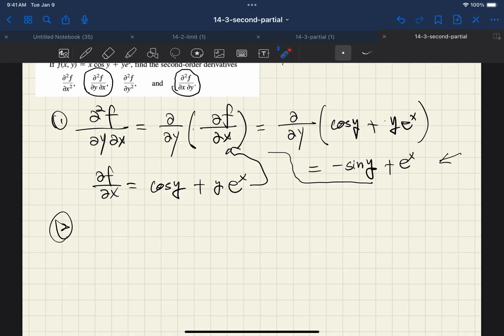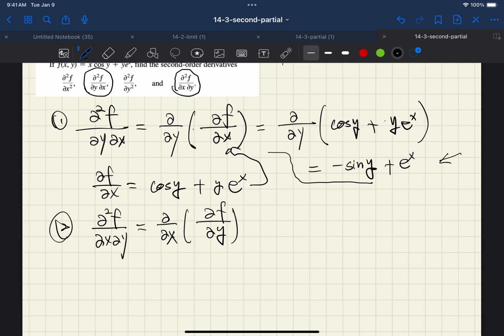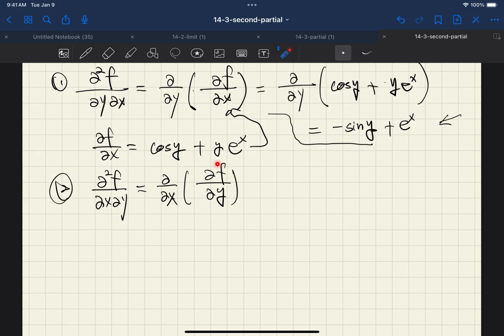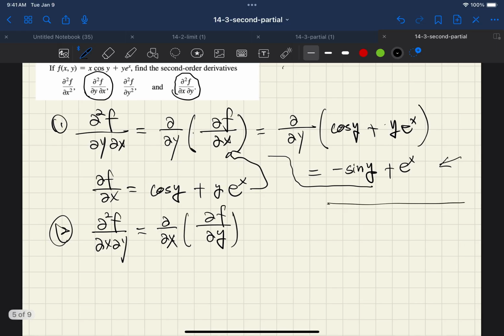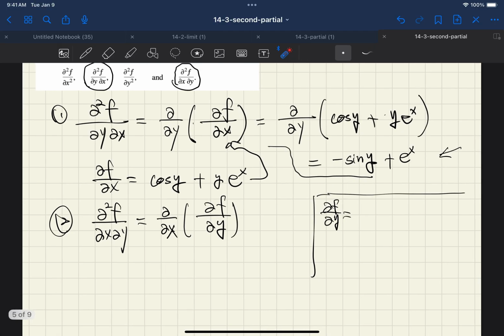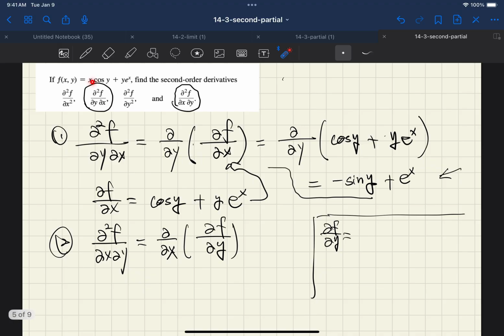Now we look at the last one, partial f, partial x, partial y. So when I look at partial square f, partial x, partial y, we can rewrite this as partial x, and in the parentheses we write partial f, partial y. Which means I need to look at this first, partial f, partial y. So if we first look at partial f, partial y, I'm going to see this function. So here x is frozen. It's a coefficient, cosine y. Cosine y derivative with respect to y is negative sine y.